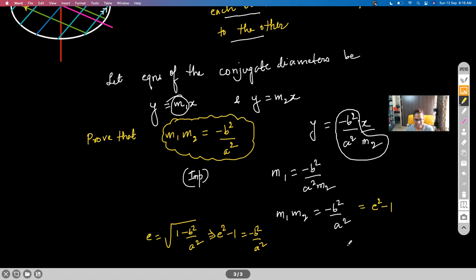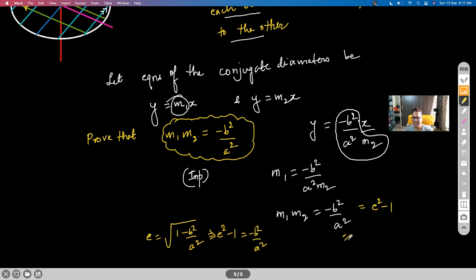Now try to understand, if your ellipse was a circle, that means I take a limiting case of an ellipse to become a circle. That means your b square and a square will become equal. Then the two conjugate diameters would actually become perpendicular because slope product will be minus one, right? So only in the special case where your ellipse becomes a circle, that means b tends to a, the two conjugate diameters would be perpendicular to each other. So in case of a circle, the conjugate diameters would be perpendicular, but not in case of a general ellipse because b and a are not equal.